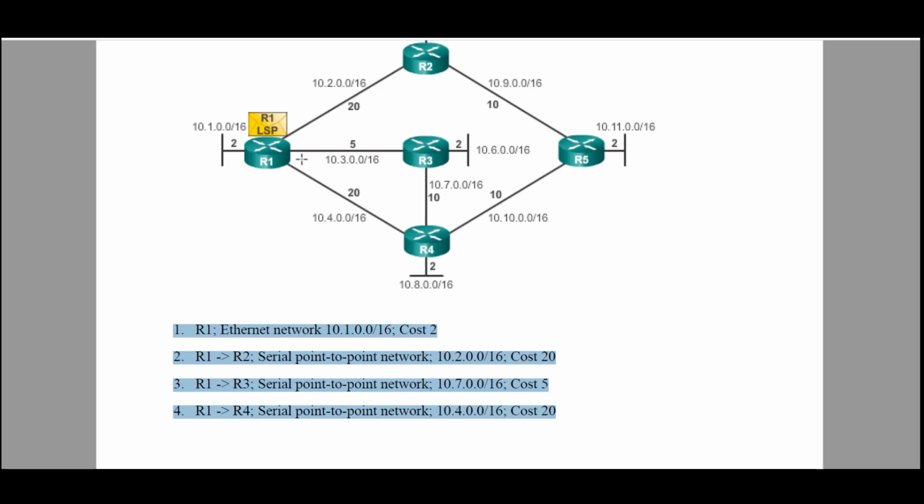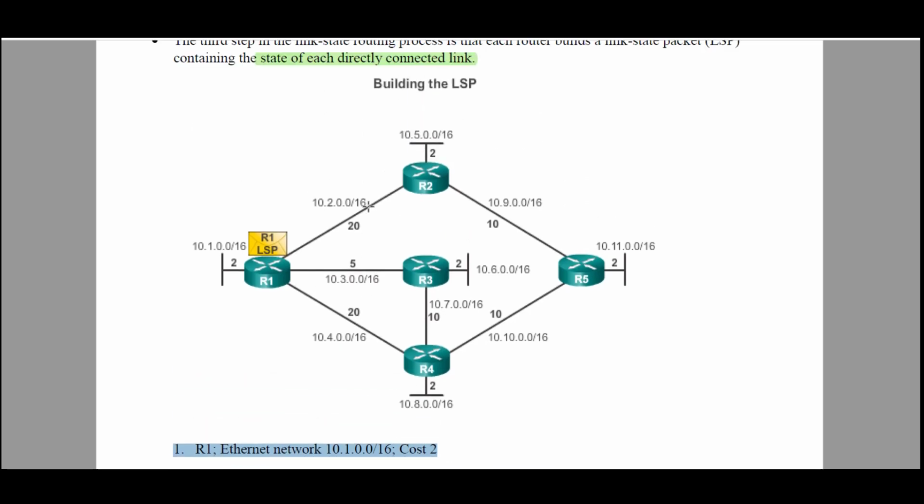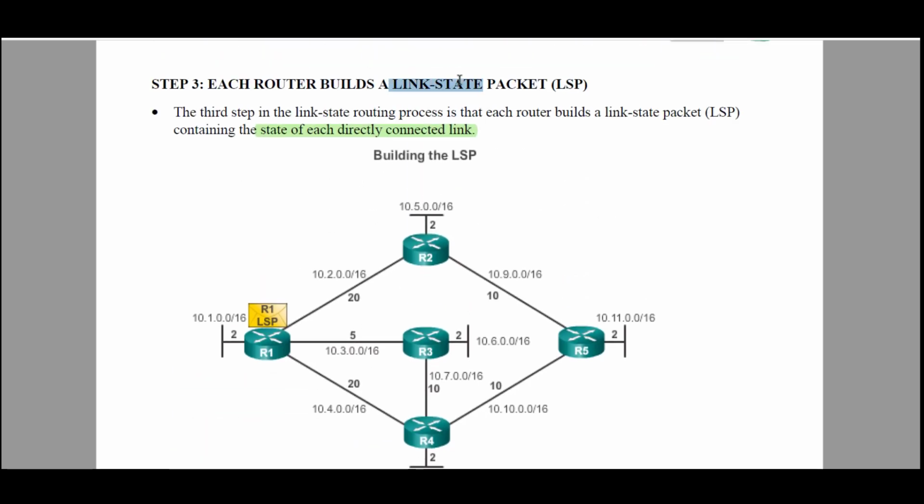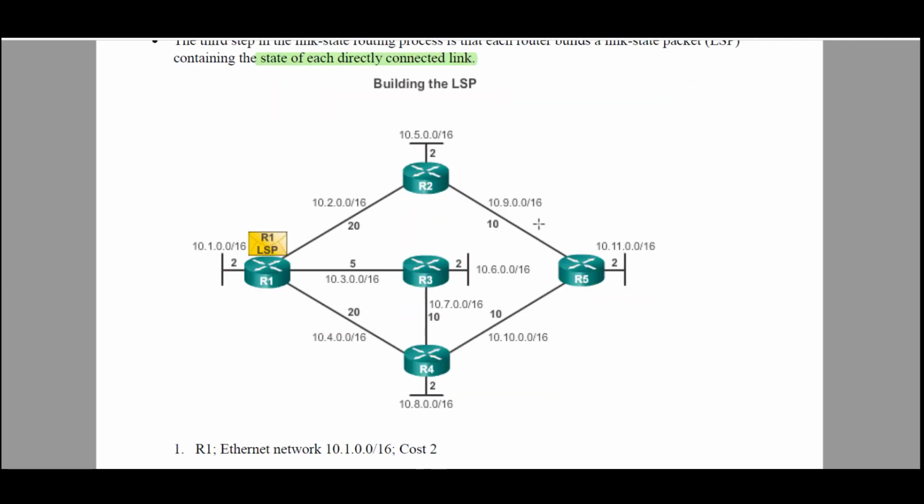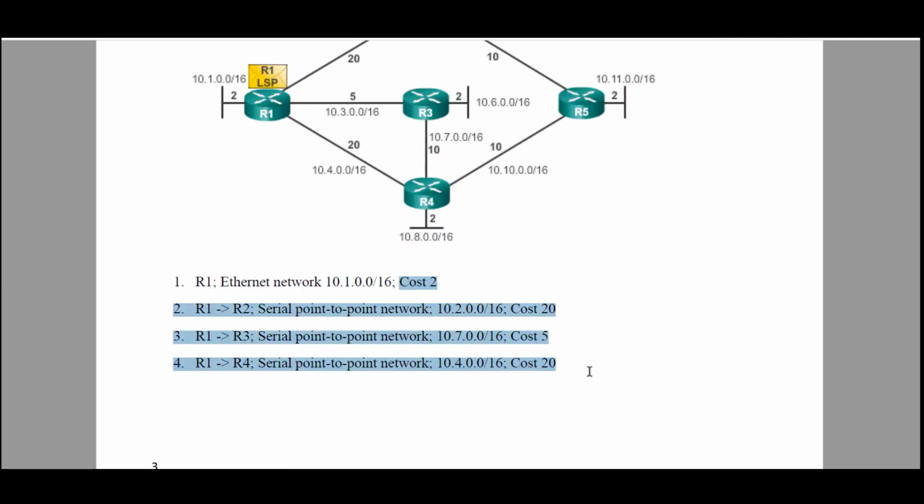So the first packet is a hello packet. Through the hello packet, you are learning about your neighbors. Then the next packet is going to be the LSP. What does LSP mean? A link state packet. So in the LSP packet, all the information will be available. Now every router is going to create its own LSP and exchange it. The LSP packets will be exchanged.